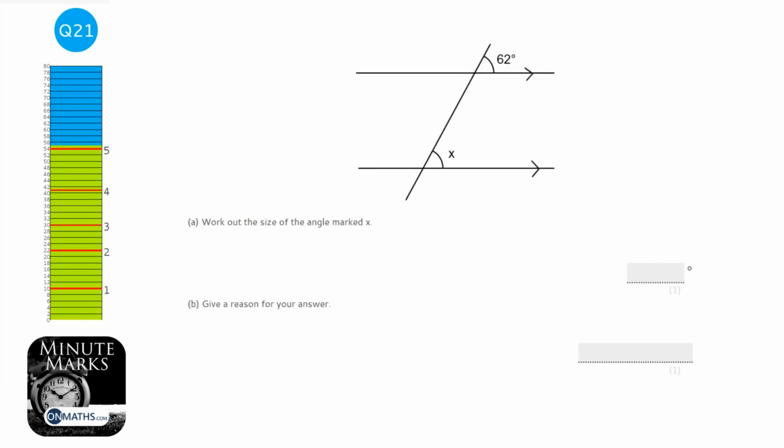So we're given quite a basic diagram. We're given a pair of parallel lines and we're given 2 angles from them. And angles on parallel lines, there are 4 things you should be thinking about. So the first one is corresponding, those are F angles. The next one is alternate, which are Z angles.